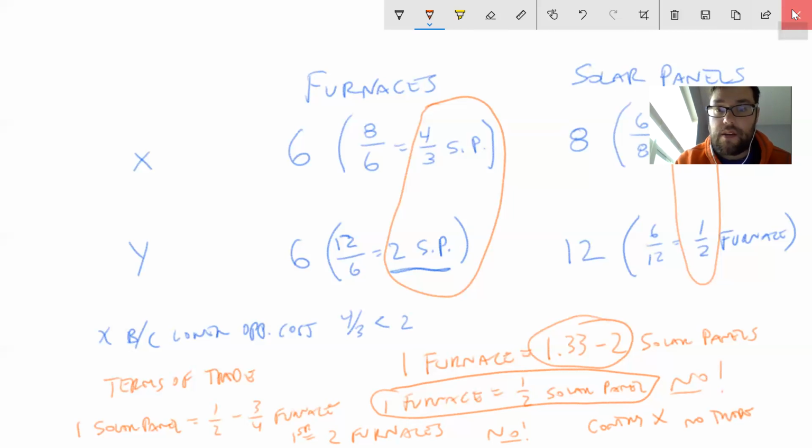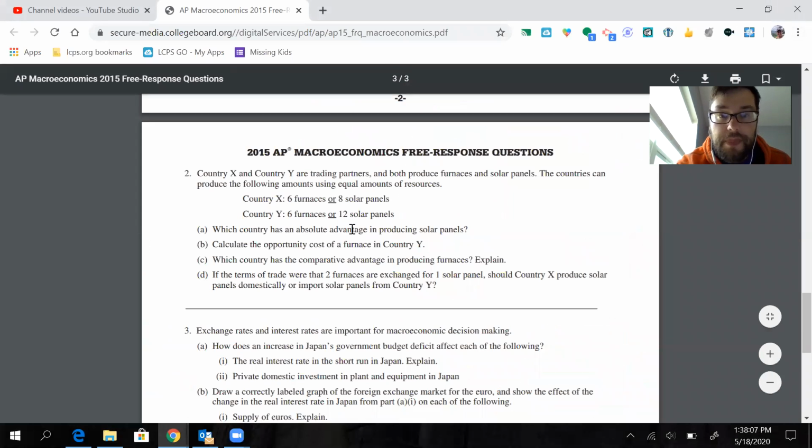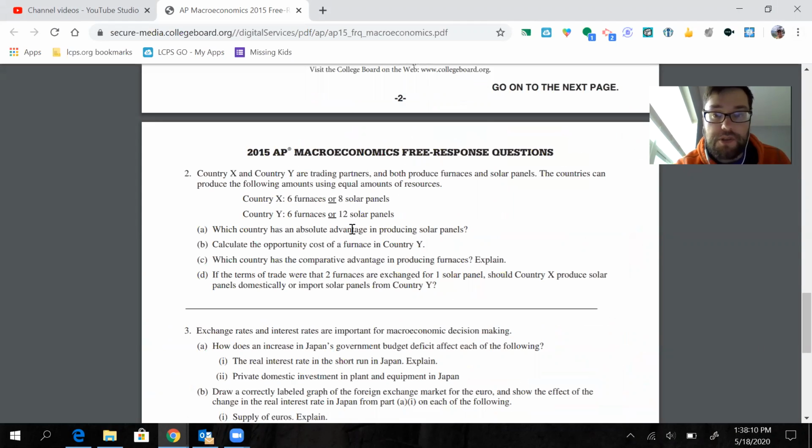Okay, so let's go back to our questions here real quick. So again, part A was country Y. Part B, this answer was 2 solar panels. Part C, the comparative advantage went to country X, and then we talked about the opportunity cost there. And then part D, if the terms of trade were this, should country X produce solar panels domestically or import solar panels from country Y? So they should not import, right? So therefore they should produce solar panels domestically. That's because the exchange rate we were given was outside the beneficial range of terms of trade.